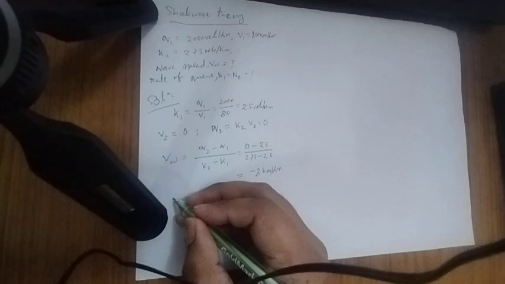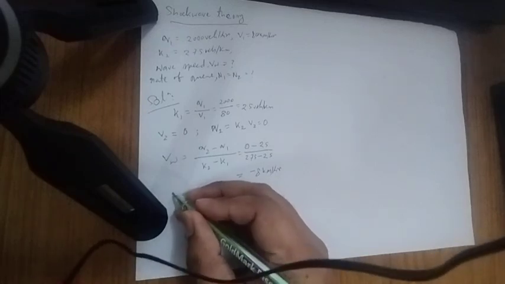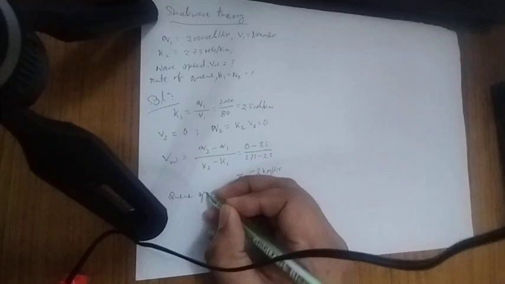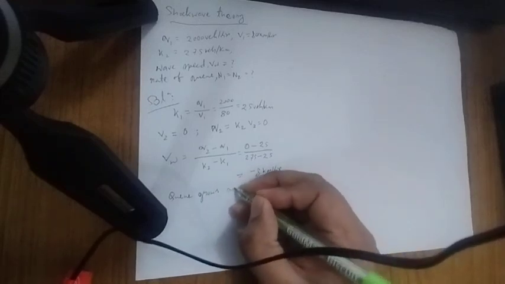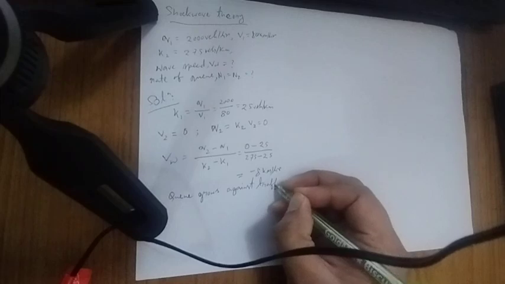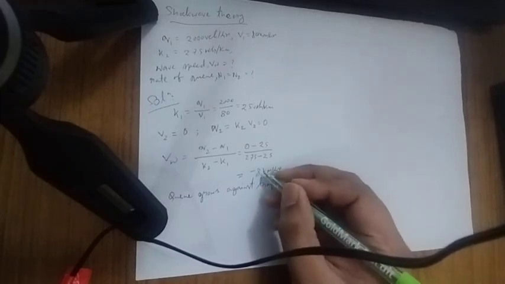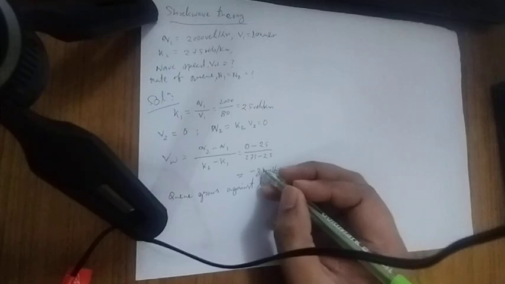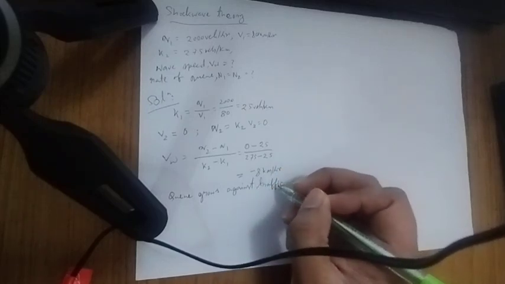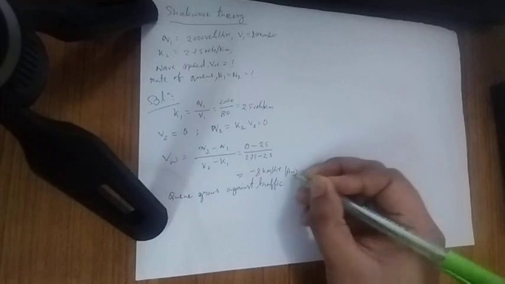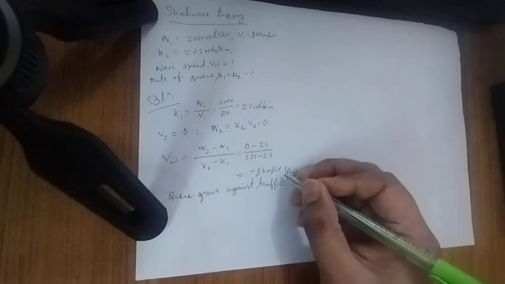This is the answer. Since it is minus, we can say that the queue grows against traffic. If the shock wave speed is plus, in that case the queue will grow towards the traffic. However, it is minus, so the queue will grow against the traffic. So this is the first answer, that is minus 8 kilometers per hour. That is our shock wave speed.